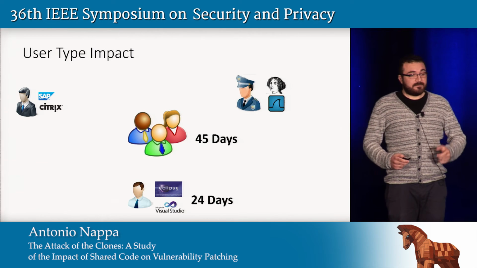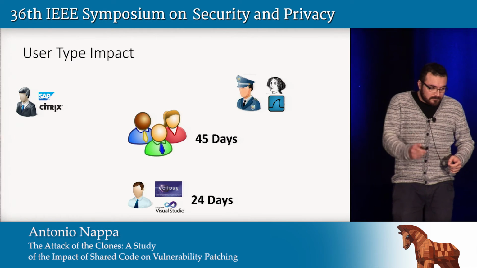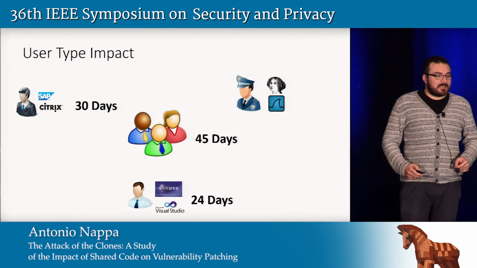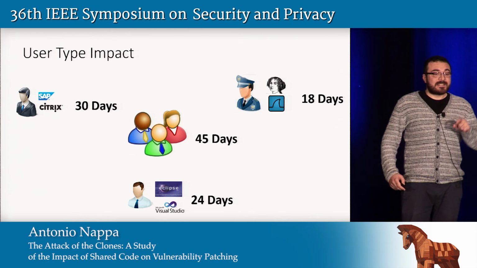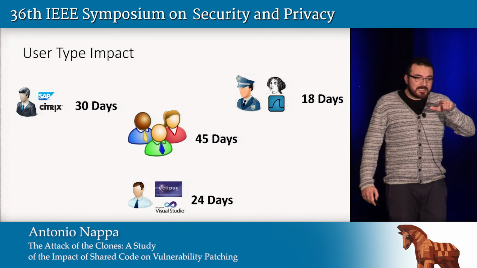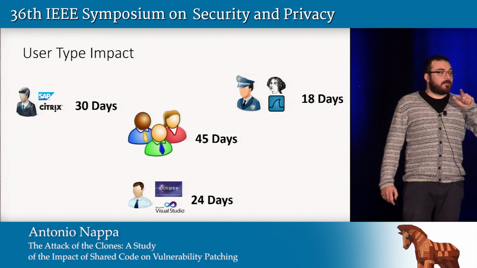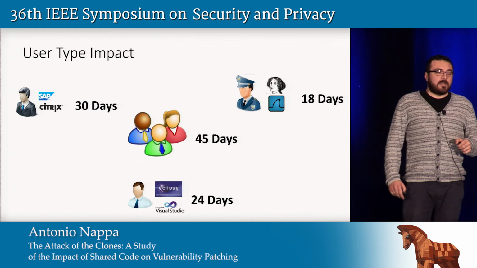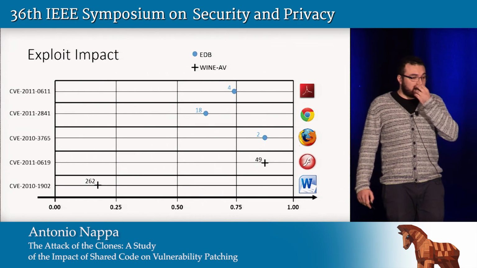Then the developers in 24 days, the professionals in 30 days, and the security analysts in 18 days. So this could really help cyber insurance, because with this profiling, you can basically design a tailored policy for each user category. And now let me show you how the exploits impact the vulnerability patching.